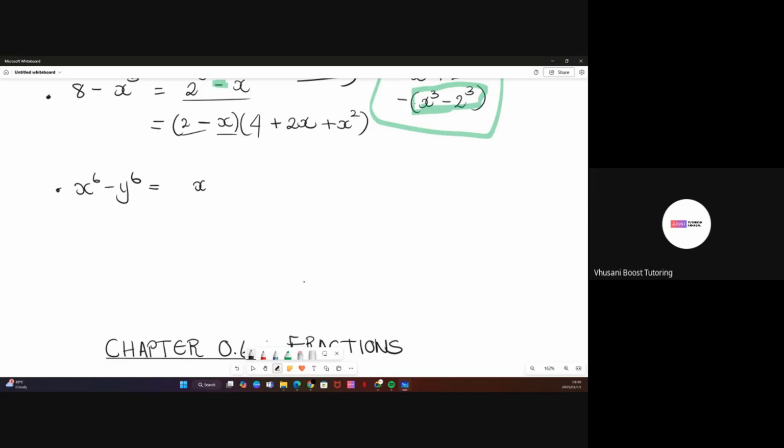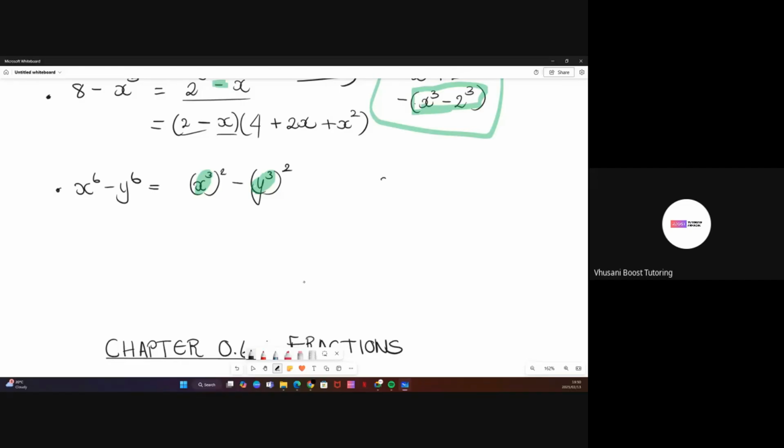Just say x to the power of 3 squared minus y to the power of 3 squared. And then do you see what format we have? Don't look at this. Just look at what we have over there. Are you guys able to identify what format we have? Do you guys agree when I say this is a difference of two squares? Perfect, perfect.